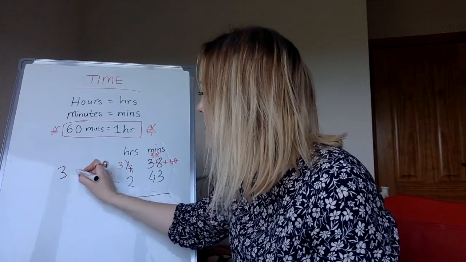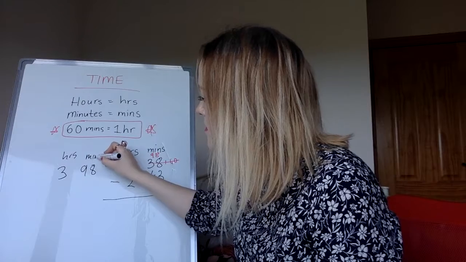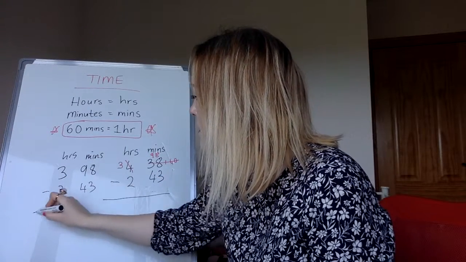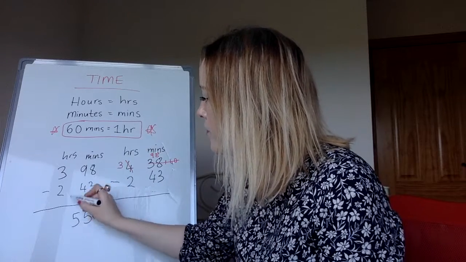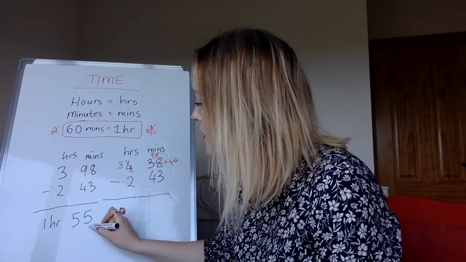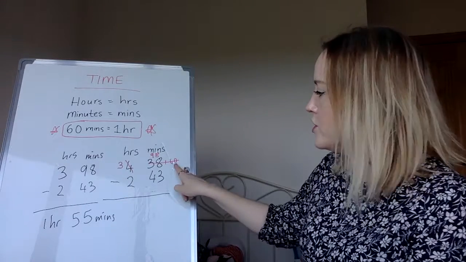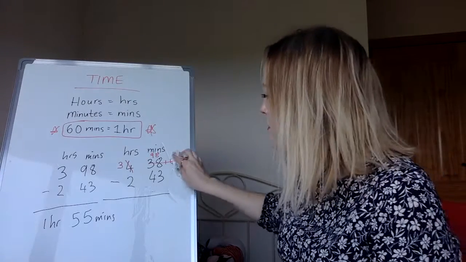3 hours, 98 minutes, hours, minutes, minus 2, 43, and it's equal to 8 minus 3 is 5, 9 minus 4 is 5, 3 minus 2 is 1. 1 hour, 55 minutes. Okay? So you've added your 60 minutes here. Hope that makes sense. We'll do another one.